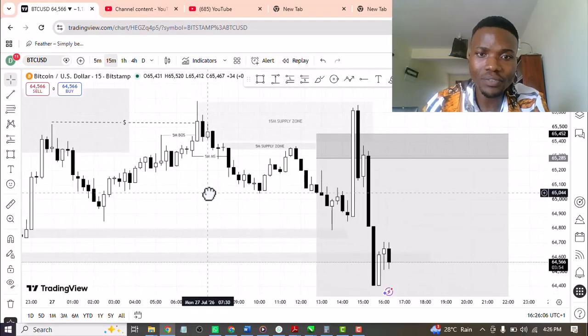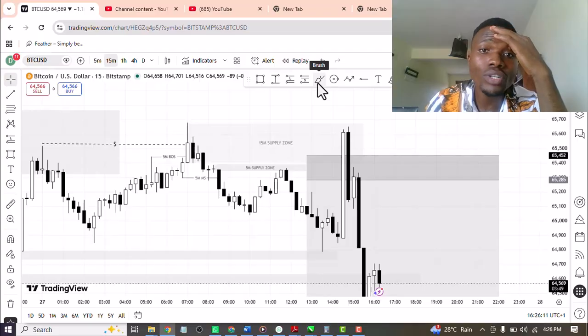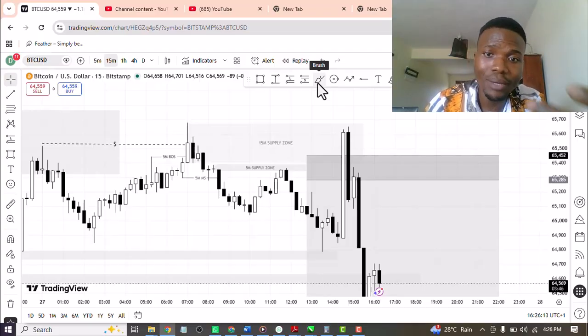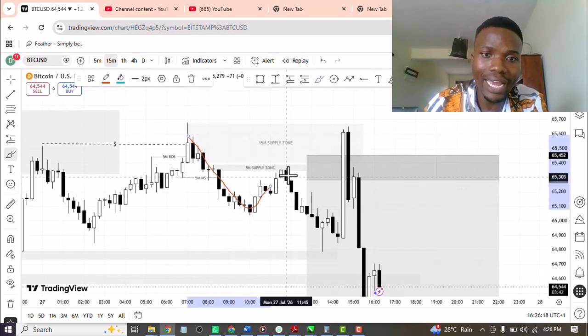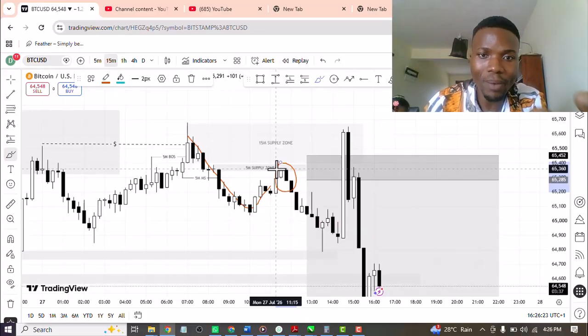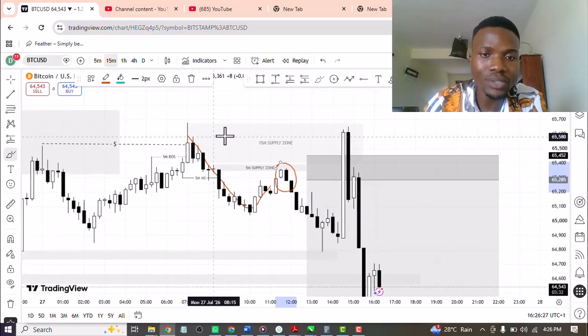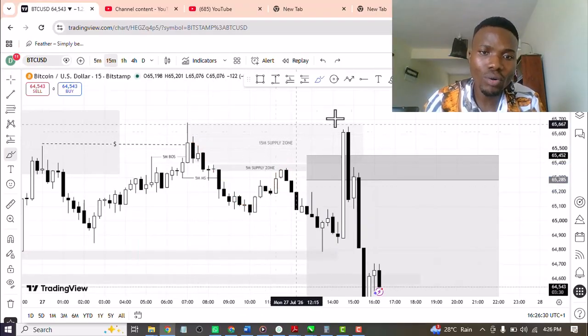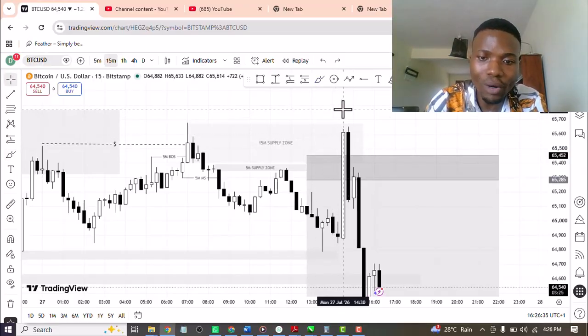Since I have this 15-minute supply zone, I should have held on for the New York session to start in the afternoon, because when price was moving to the downside and I entered around here, I didn't refine my entry based on this liquidity candle and this 15-minute supply zone. You can see the moment price tapped into this zone, it was about 2:30. So the New York and London session overlap had already started.